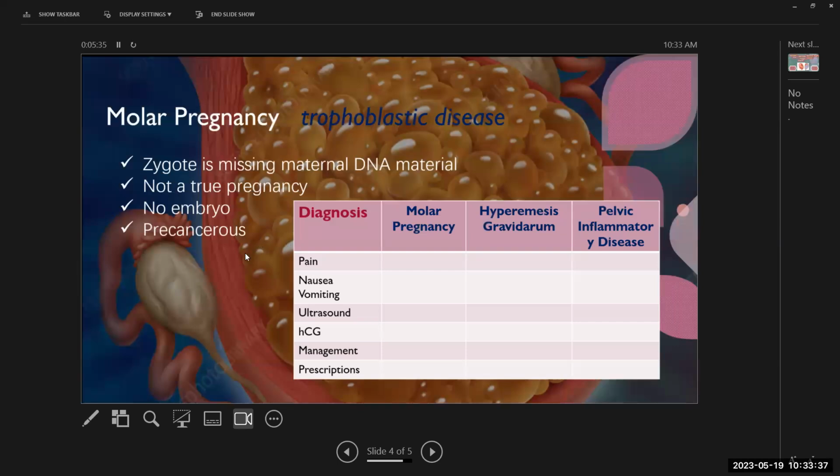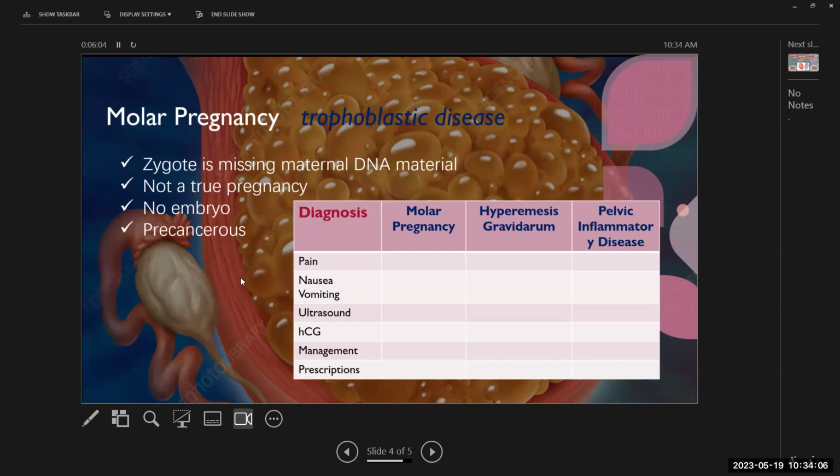Molar pregnancies, I know this is very pathophysiology and is a little more complicated. So we're just going to talk about molar pregnancy, not about partial molar. So a molar pregnancy means that during fertilization, the egg did not have adequate maternal DNA material. So it's not a true pregnancy. And certainly there's no fetus, no zygote.